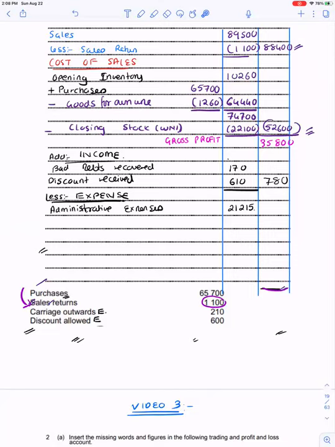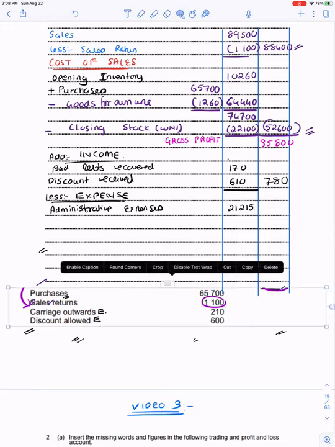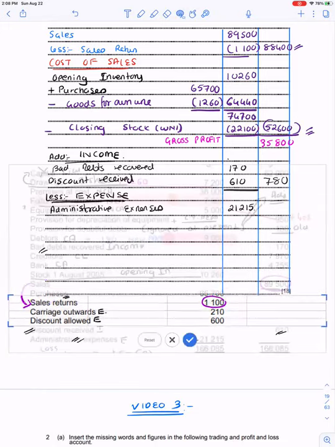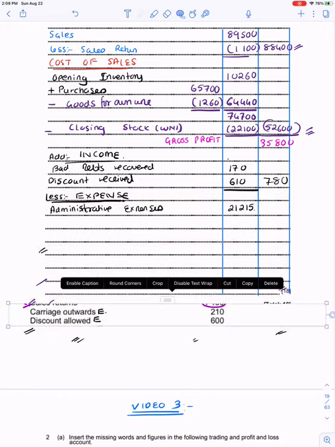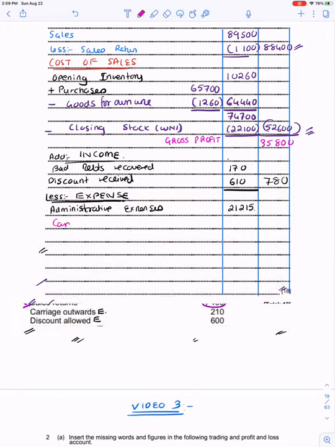Now this is my gross profit. Now I will record all the expenses that I have. Purchase is done, sales return done. I have two other expenses. One is carriage outward and one is discount allowed. Carriage outward is 210. Discount allowed is 600.